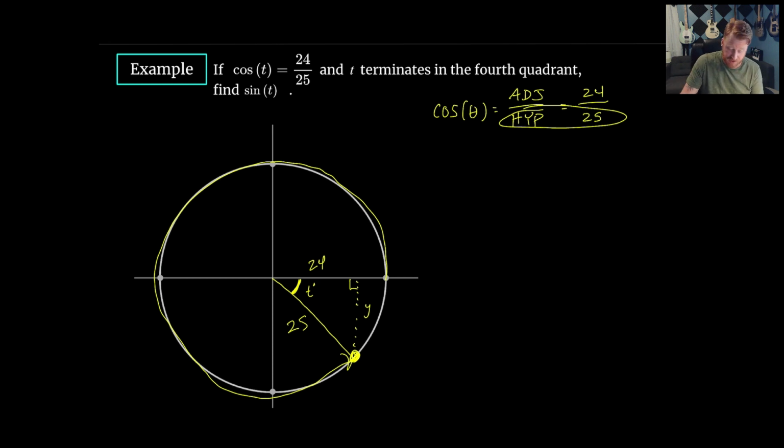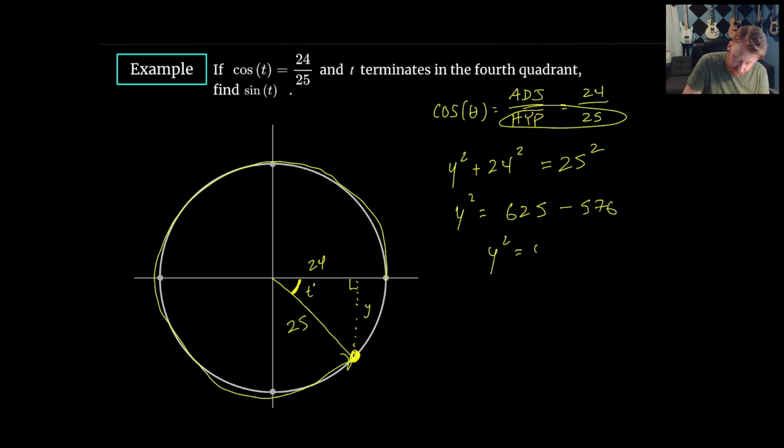And we can still use the Pythagorean theorem. So I know that y squared plus 24 squared should be equal to 25 squared. So y squared is going to be equal to 25 squared, which is 625, minus 24 squared, which is 576. That says that y squared is equal to 49, which says that y is equal to plus or minus 7. So again, we have two proposed solutions. We need to see which one is the actual solution here.